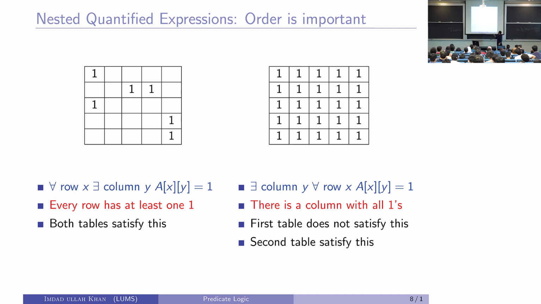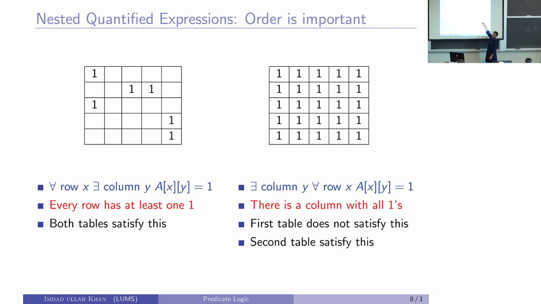The second says there exists a column y such that for every possible value of x, A of x, y is equal to 1. No matter what value I put here: x equals 1, the first row of y is 1; x equals 2, the second row of y is 1; the third row of y is 1, and the fourth row of y is 1. That's one magical column, right? This is what it says. There is a column in which all values are 1s. And this is not true about table 1, it is true about table 2 only. If you flip the order, things change, right?